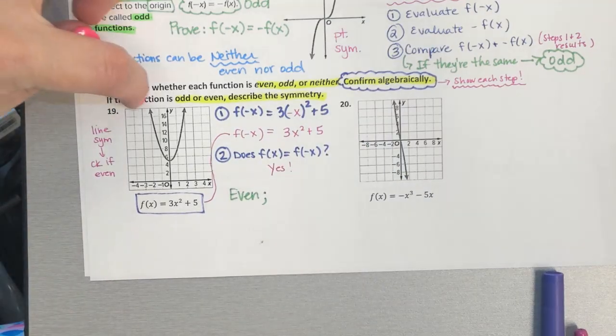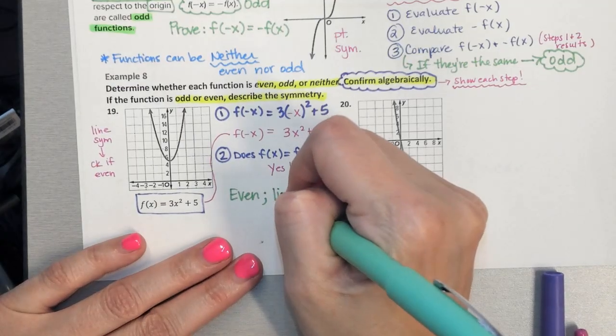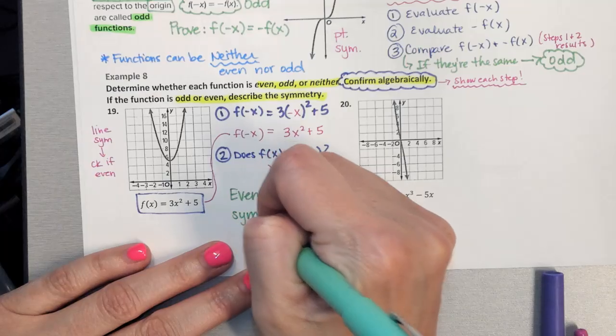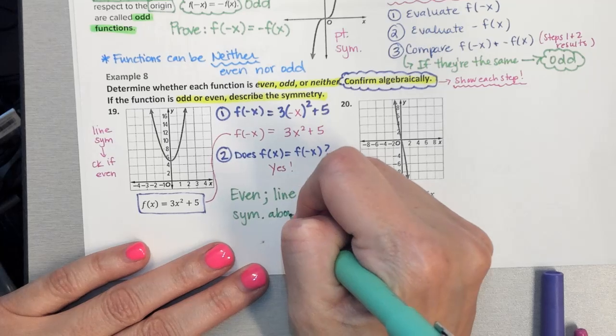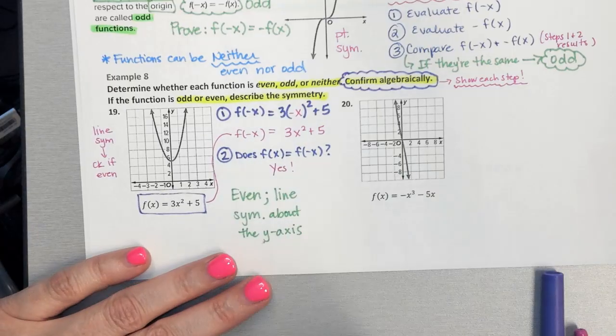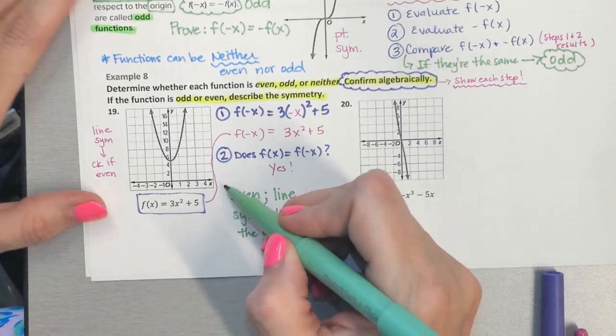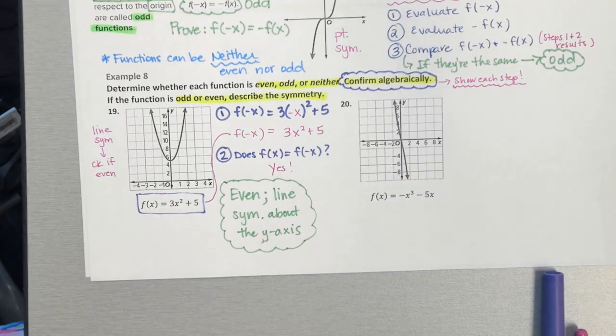And then it says we also have to describe the symmetry. Okay, so if it's even, you have line symmetry. And you can either say with respect to, or you can say about the y-axis. Last year, would you guys say like it rotates about an axis or a point? Okay. That's why I put the about in there, even though I can see this book says with respect to. Either one of those are fine. Okay, so it's even and it's line symmetry about the y-axis or with respect to the y-axis.